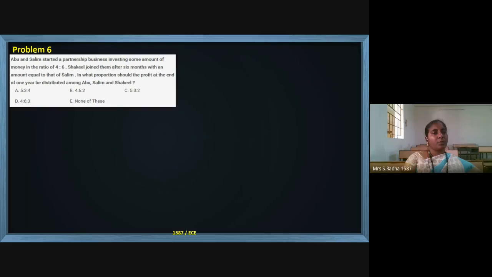Okay. Next problem. Abu and Salim started a partnership business, investing some amount of money in the ratio 4:6. Shakil joined them after 6 months with an investment equal to that of Salim. Okay, so who is this Shakil? He joined after 6 months and his investment is equal to Salim.